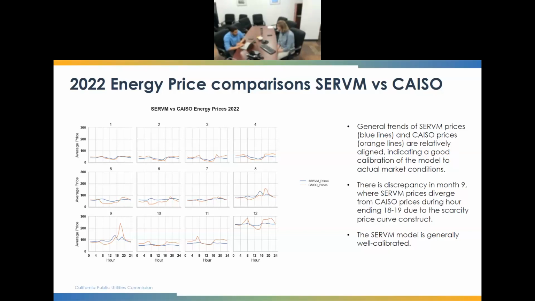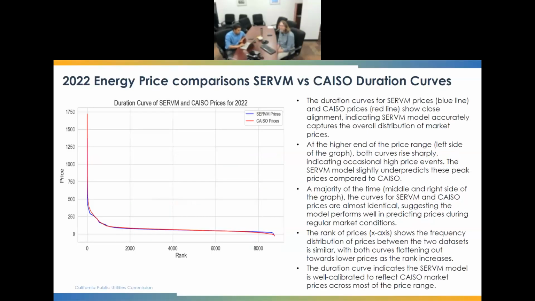Just to confirm that point, here we're showing you the duration curve of Servem and CAISO price for 22. Servem is in blue and CAISO is in red, and they're pretty much aligned. There is a slight deviation, but overall it's well calibrated. We rank the price from the highest to the lowest. The x-axis is the ranking of the hours, up to 8760, and the y-axis is the price.